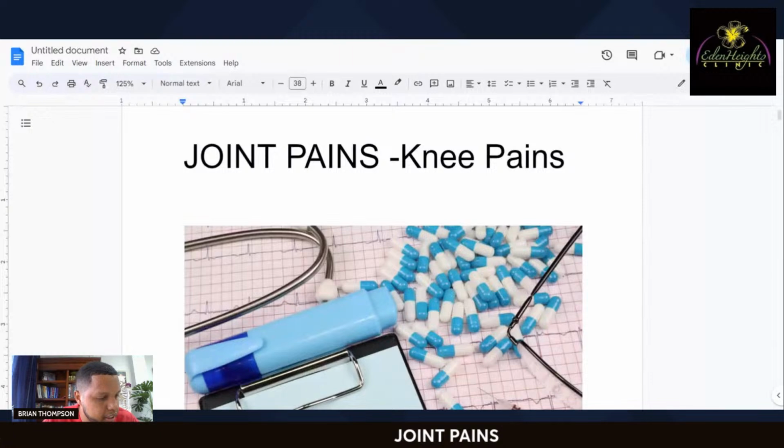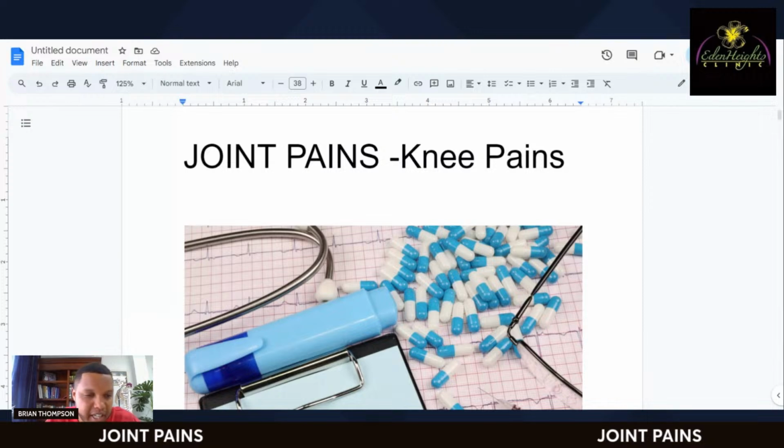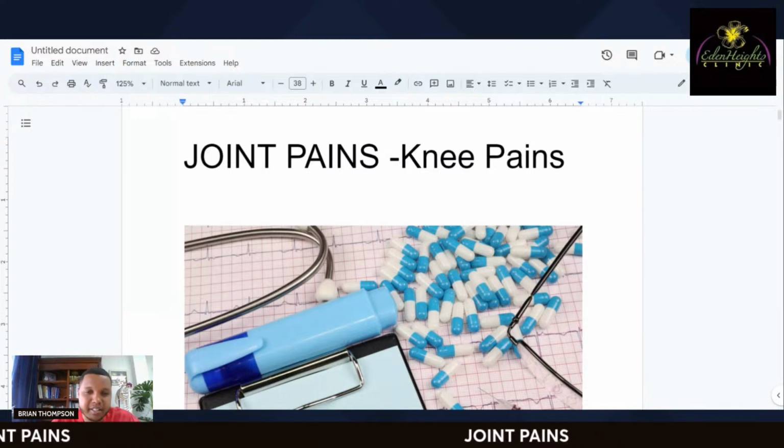Right, so this particular live is actually going to be on joint pains, and we're going to narrow into the knee pains at the moment. So I'm just going to wait for the live to build up a bit, and then we'll continue this program today.